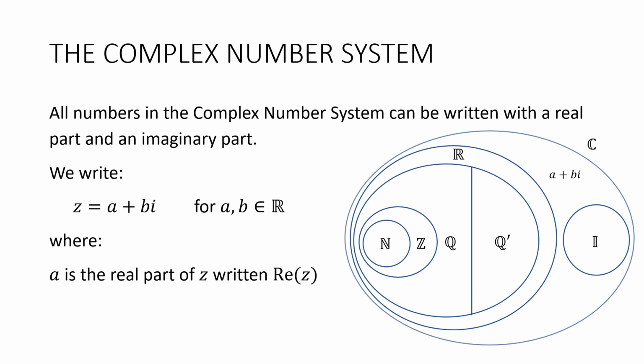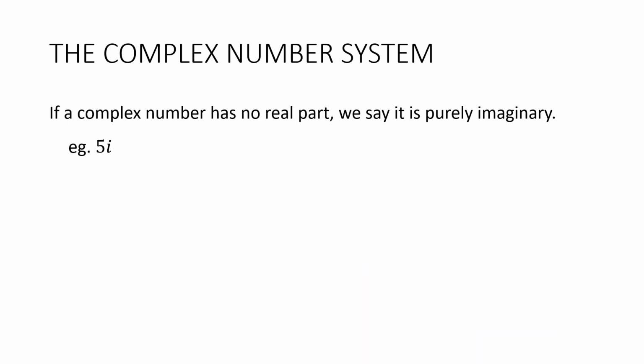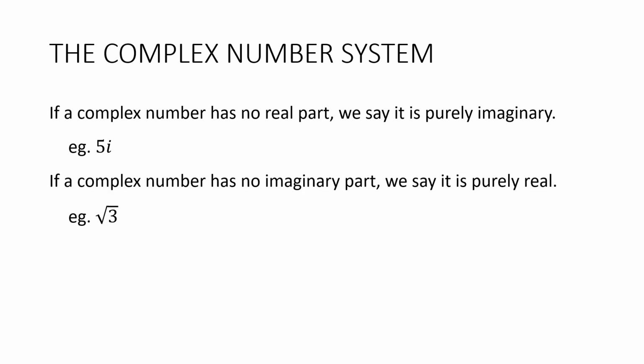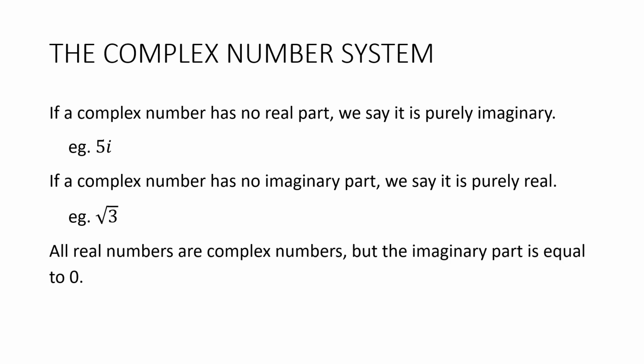Now a is the real part of z, and we write Re(z). And b is the imaginary part of z, and we write Im(z). Now, if a complex number has no real part, we say it is purely imaginary, like 5i. And if a complex number has no imaginary part, then we say it is purely real, like the square root of 3, which leads us to an important point. All real numbers are complex numbers. It's just that the imaginary part is equal to 0.